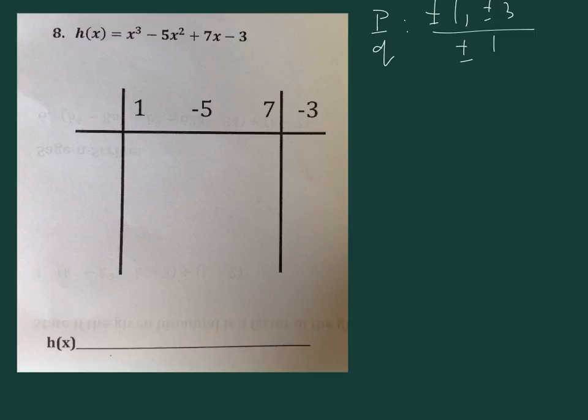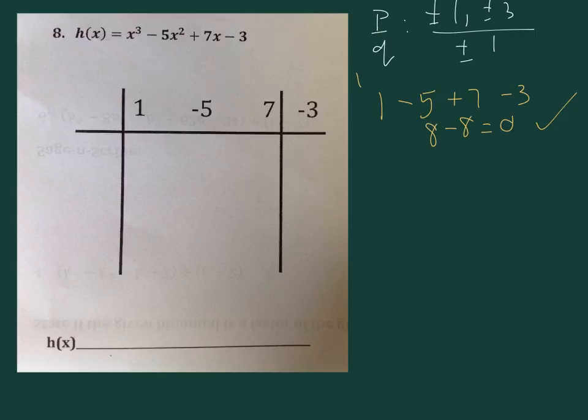So this would be 1 cubed, which is 1, minus 5 times 1 squared, which is still just 5, plus 7 times 1, which is 7, and then minus 3. If I look at this, I've got 1 and 7, which is 8. Negative 5 and negative 3 is negative 8, which gives me a 0. So I know that we tested 1, so this is testing 1.